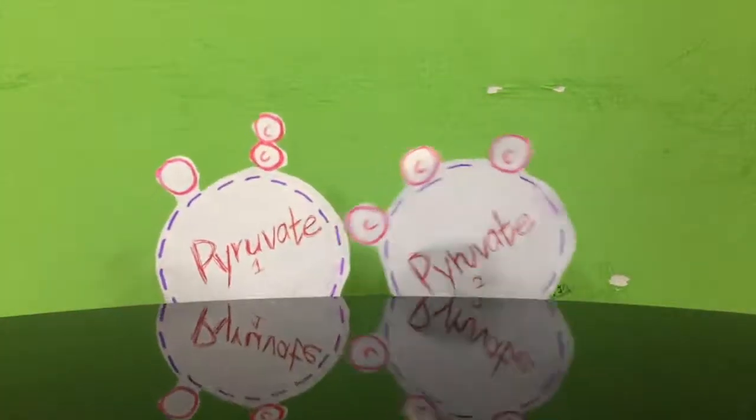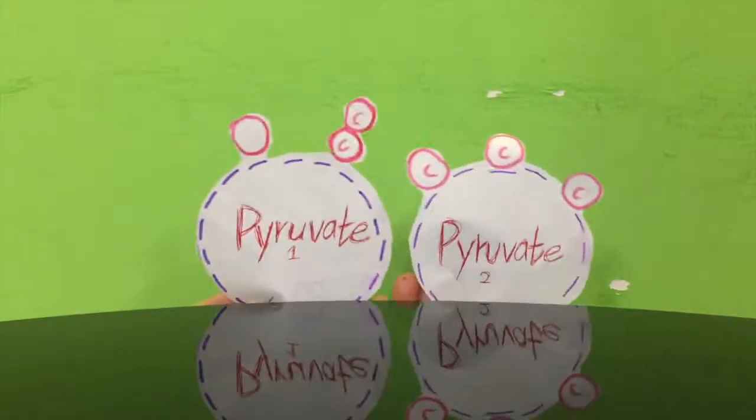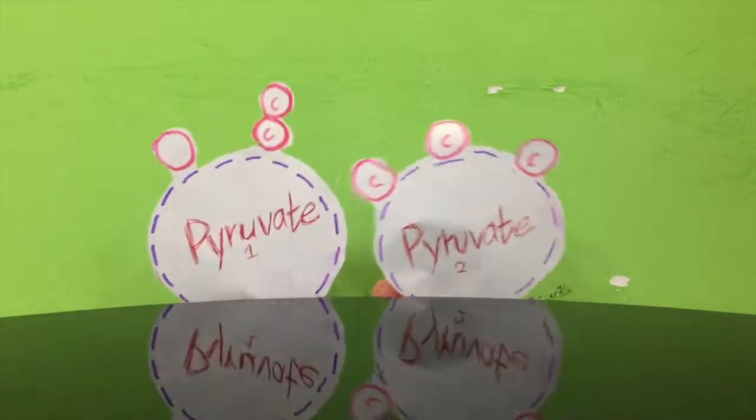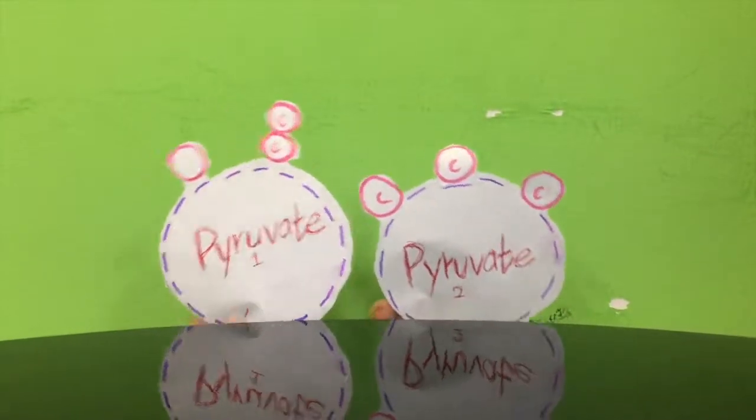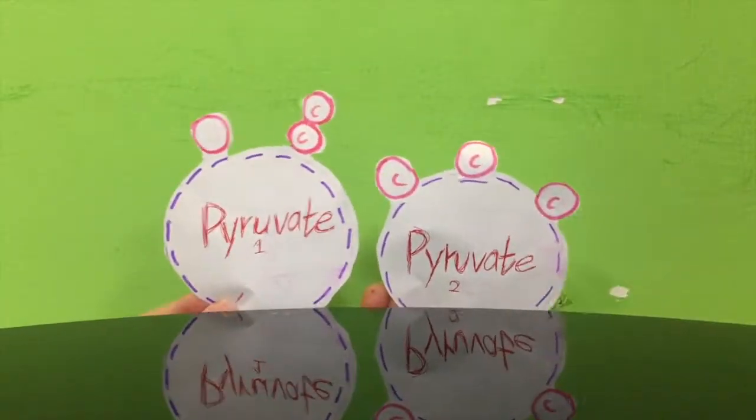The 2 3-carbon sugar phosphates became 2 pyruvates with a net yield of 2 ATP and 2 NADH+. Glycolysis is ended by the play of cell respiration.